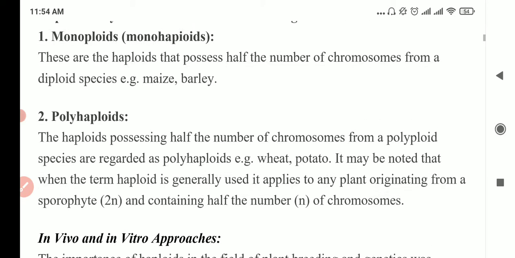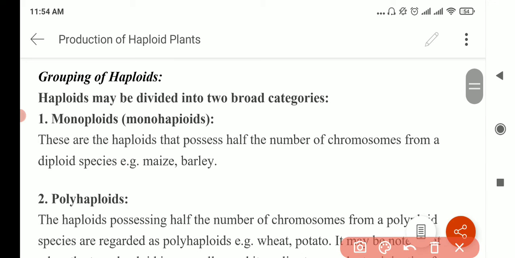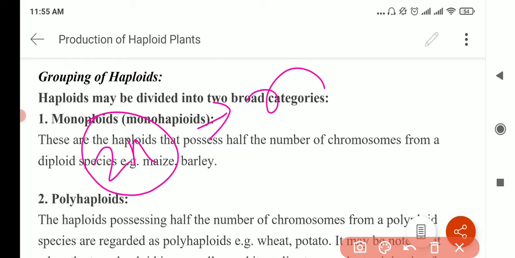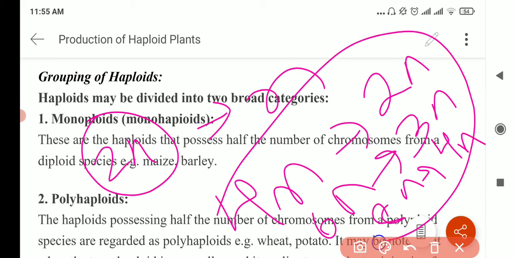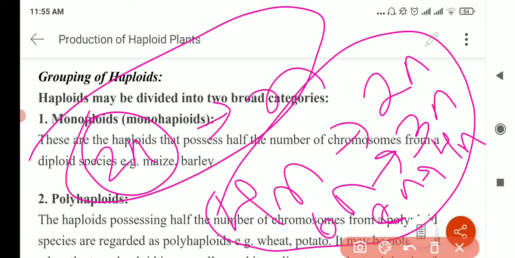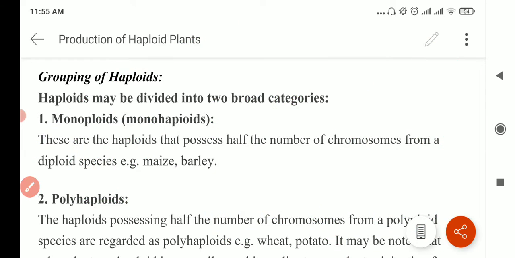Let's say monoploid means first we have a diploid, 2n, half of diploid will be n. Then polyhaploid will be from a polyploid plant. Let's say you have 4n, half of 4n is what? 2n. Half of 6n is what? 3n. Half of 8n is what? 4n. So these are your polyhaploids, and this one in front is your haploid, or monohaploid. So I think it's clear from there.